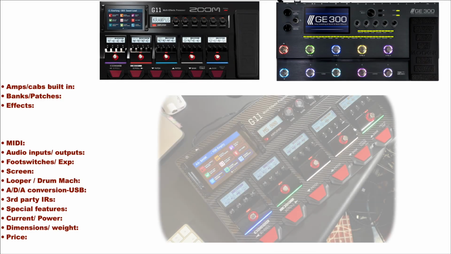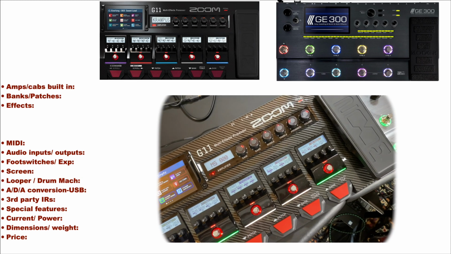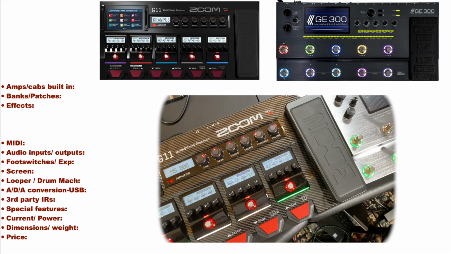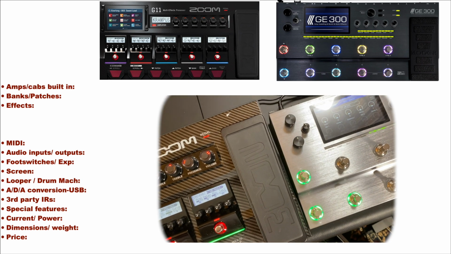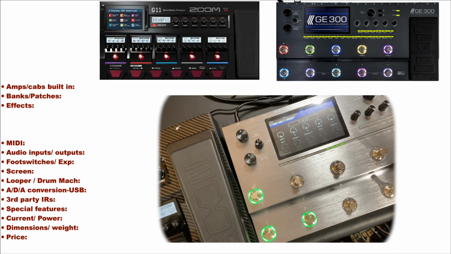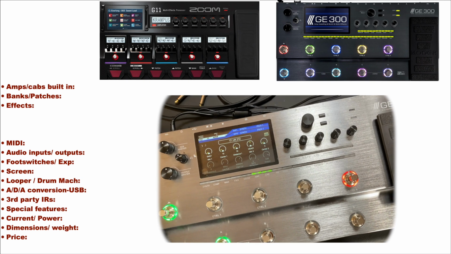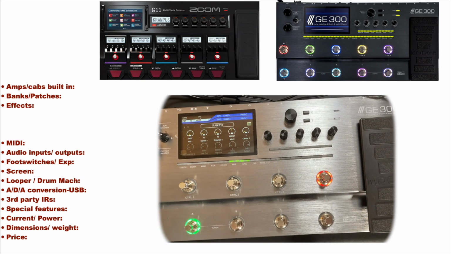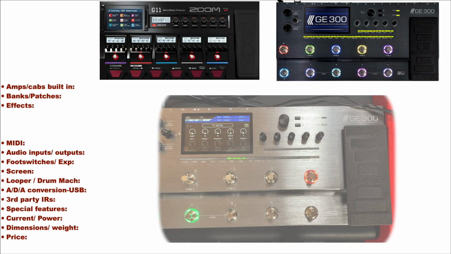We will now check the differences between the two units among the following parameters: number of amps, cabs built-in, number of banks and patches, number of effects and effects management in general, MIDI availability, audio inputs and outputs, number of foot switches and expression pedals, screen size and type, looper and drum machine capability, ADA conversion and USB connectivity, availability of third-party IRs, special features, current, power, dimensions, weight and price.